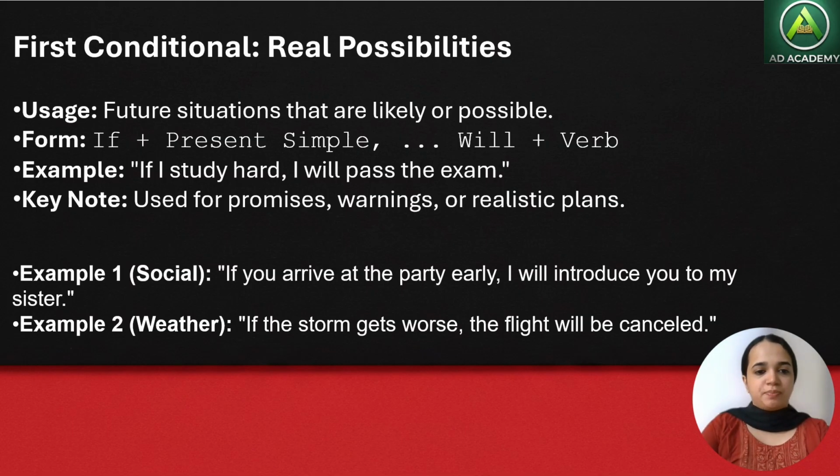Can I use it like this: if you arrive at the party early, I could do it like that? No. Can I use it like this: if you arrive at the party early, I would have introduced you? No, I cannot use it like this. If you are using simple present in the dependent clause, you need to use will in the independent part when it makes the condition first conditional. Otherwise, these are real possibilities. Next sentence: if the storm gets worse, the flight will be cancelled. That's also a future realistic situation.